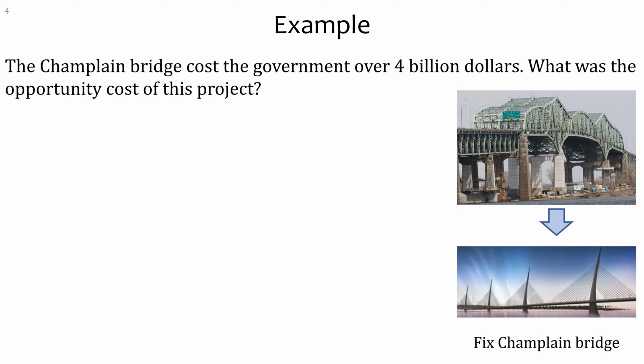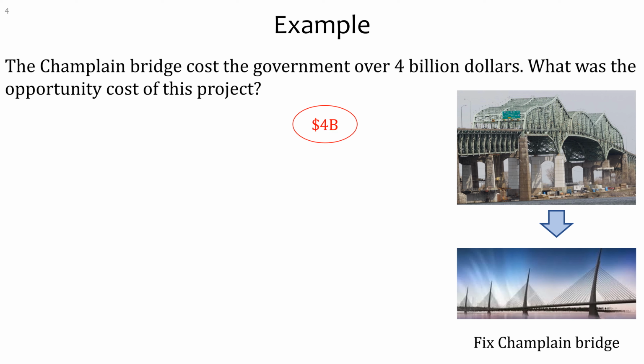Let's look at another example. The Champlain Bridge cost the government over $4 billion. What was the opportunity cost of this project? Now, if you remember, the bridge was a mess, and you can see the picture there. So I'm happy that they fixed it. So the question is, what is the opportunity cost of this project? Now, the immediate answer that students would usually say is, oh, it's $4 billion. But that's not the answer.